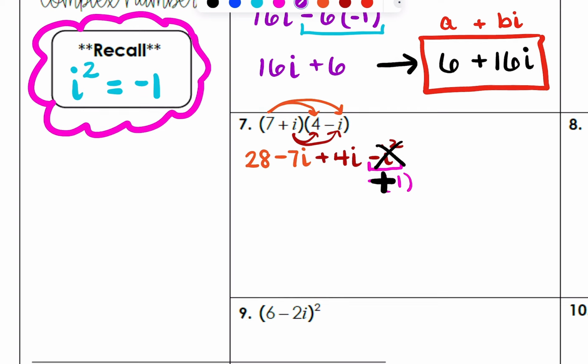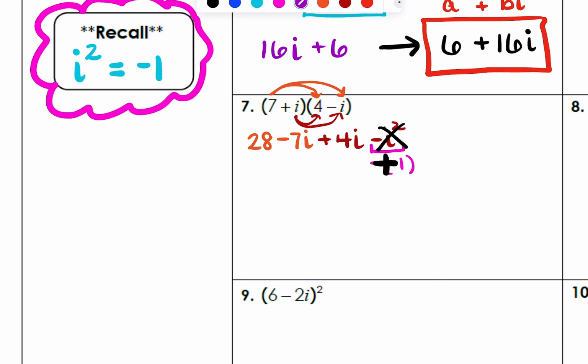And now we need to get this in standard simplest a plus bi form. So the real number piece, we have 28 plus 1. That's leaving us with a 29. And then for our imaginary piece, we have negative 7 plus 4, which is negative 3i.